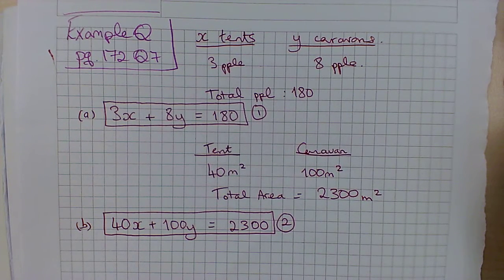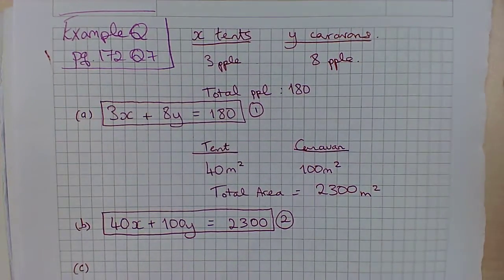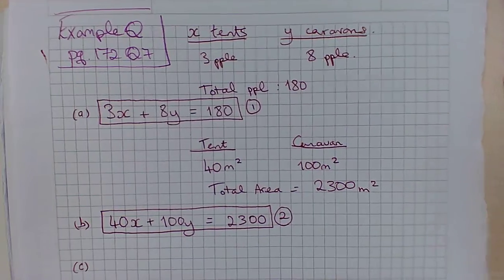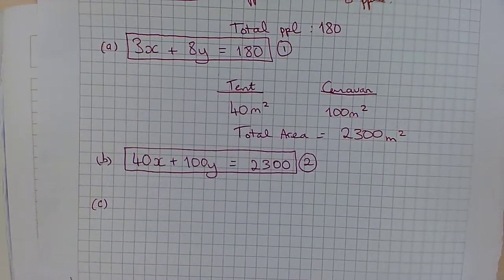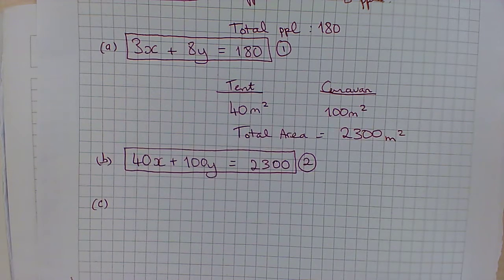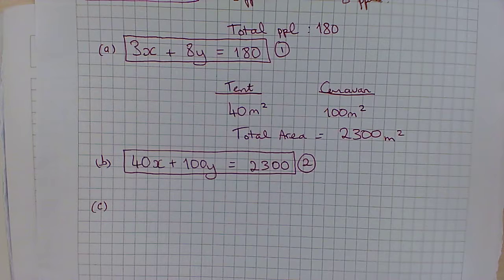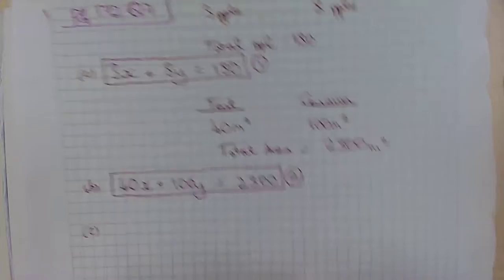Use your equations from parts A and B to solve and find the number of tents and caravans on this campsite. So, which one will we cancel, X or Y? It honestly doesn't matter whatsoever. Let's cancel Y for a change, just to change it up. If you do this differently and you want to cancel X, just to get used to doing it the same way every time, you can try that out yourself. So I'm going to say that I'm going to cancel Y.